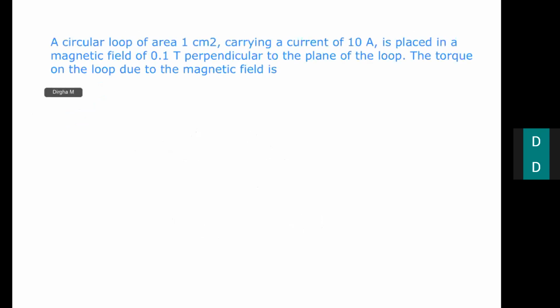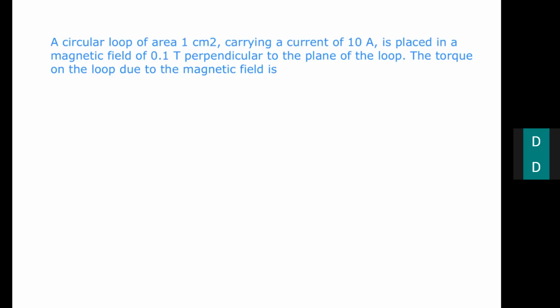Okay, so this is the next question. A circular loop of area 1 centimeter square carrying current of 10 ampere is placed in the magnetic field of 0.1 Tesla perpendicular to the plane of the loop. The torque on the loop due to the magnetic field is... So we just want to calculate the torque over here.